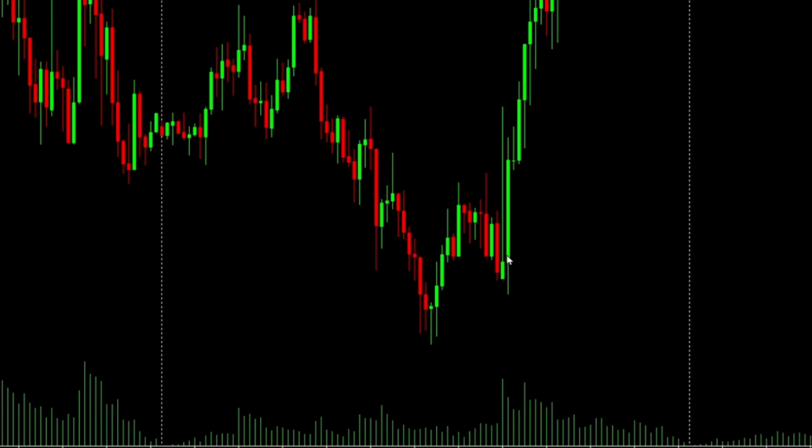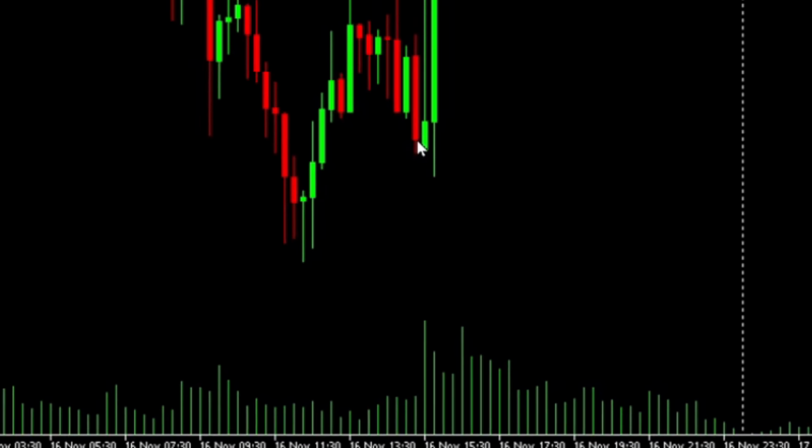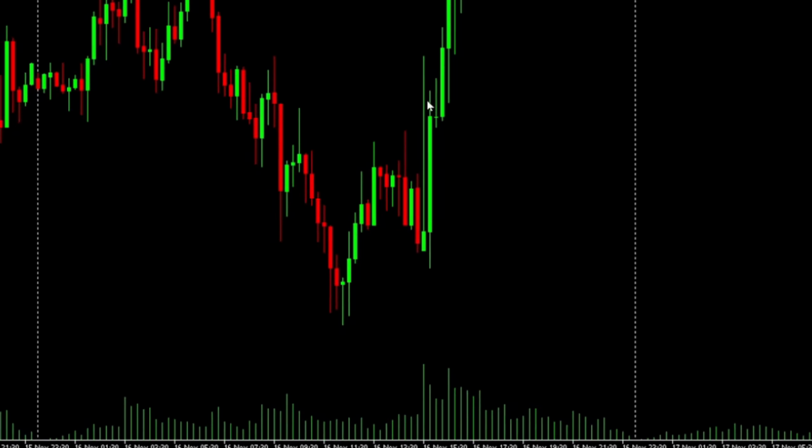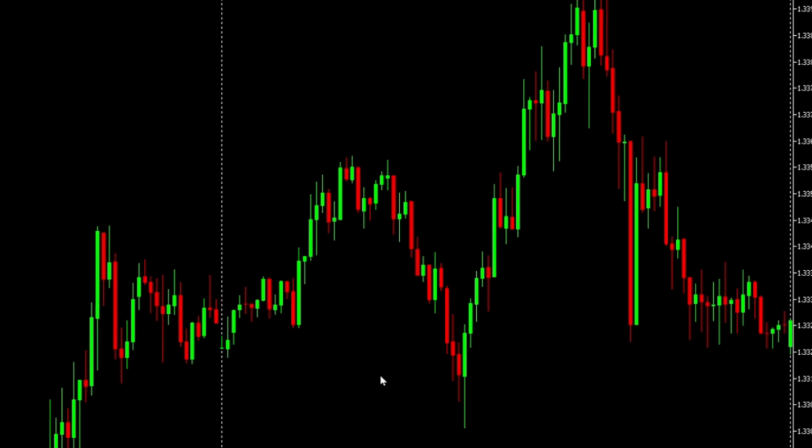But then, as the US session opens and we get this spike in volume here, everything changes again. Instantly, the US market opens and price shoots up. And it continues to go up until the end of that US session, where prices then begin to stagnate. Let's take a look at the next day.